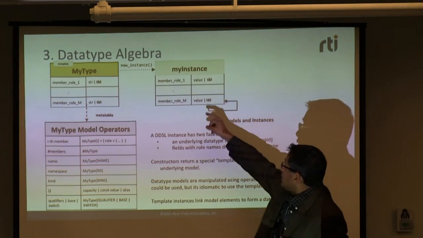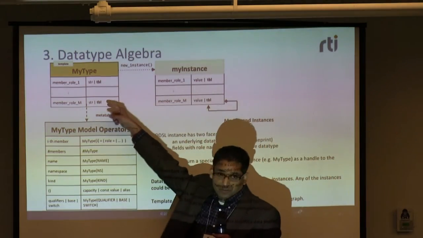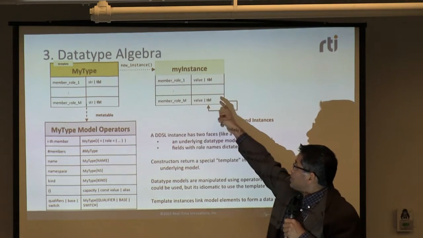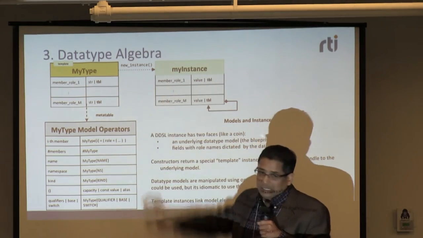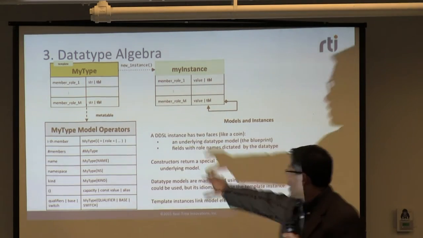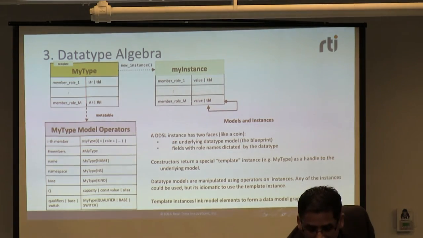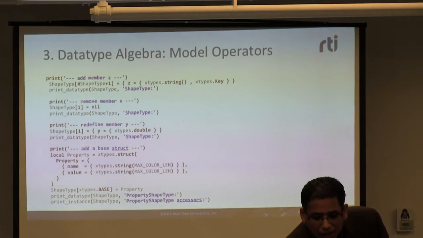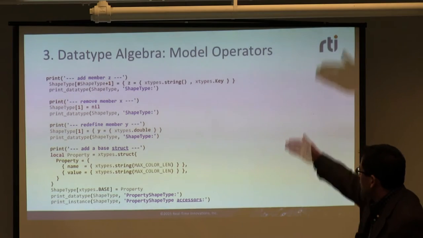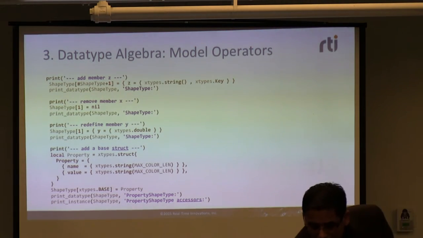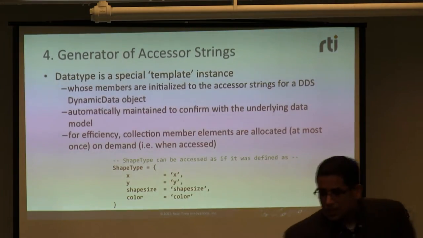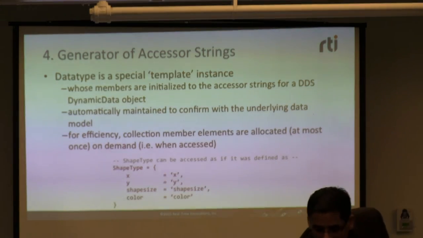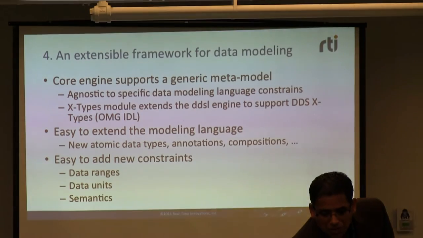So underneath, this is basically the type you're defining, using the X types operators, and then you use this to create a table that adheres to that. There are some model operators here, and of course underneath they're all backed by this table. You can see an example of that. I think I'll skip this forward and show it to you in a tutorial. These are accessors that get automatically generated, and of course it's an extensible framework.